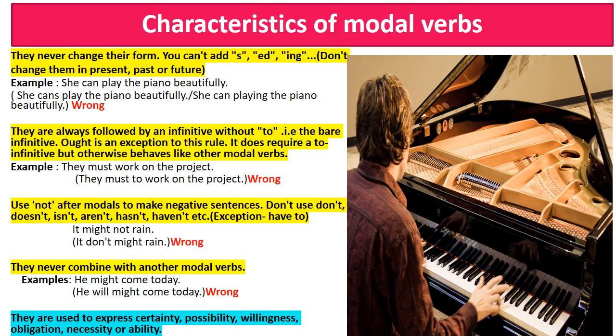Use not after modals to make negative sentences. Don't use don't, doesn't, isn't, aren't, hasn't, haven't, etc. The only exception is have to, where you have to use don't have to. For example, it might not rain. So for framing a negative sentence after the modal verb, we can directly insert not. If you write it don't might rain, then it is wrong.